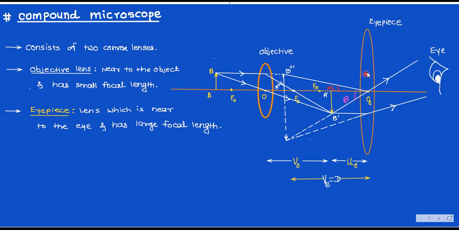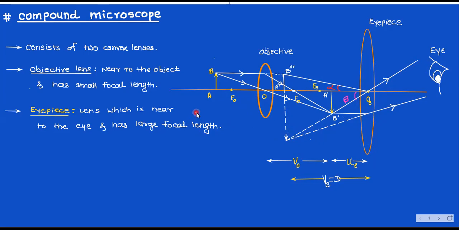This is eyepiece. It has large focal length and it is placed near to the eye. That's why it is called as eyepiece. Now, because of this object, which is placed beyond F naught, image will get formed somewhere here. This is the image, A dash, B dash. You can see here in the diagram. Now, when these rays are getting incident on the eye, these rays will appear to converge at this point, and therefore here you are getting another image, which is at D distance. Now, this is object distance for this eyepiece, and this is image distance for this lens.